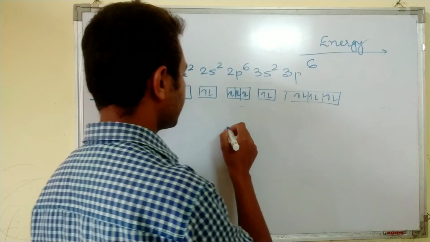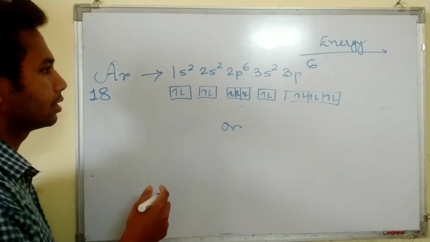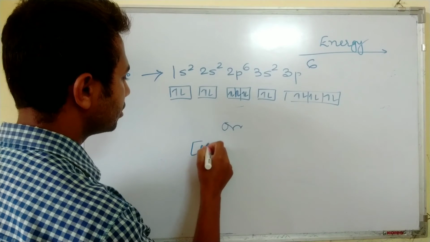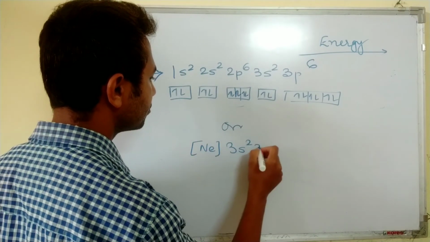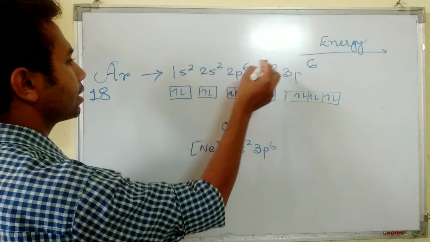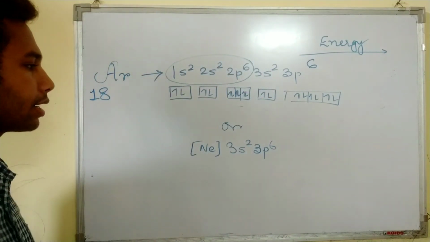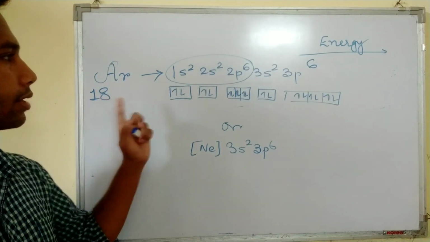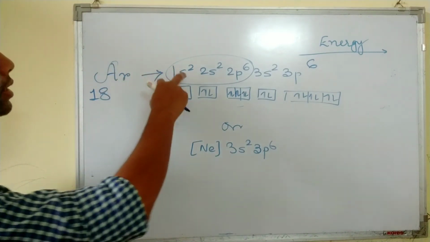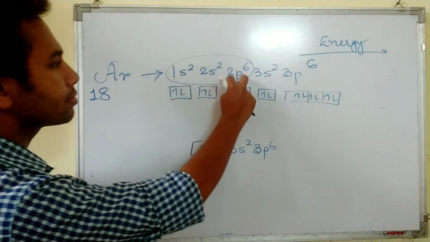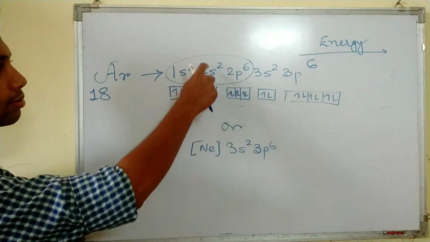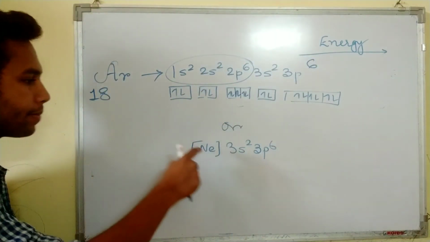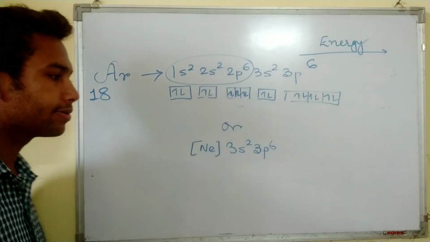Or we may write the electronic configuration of argon as neon 3s2, 3p6. After the neon electronic configuration, neon 3s2, 3p6. We may write the electronic configuration of argon either like this: 1s2, 2s2, 2p6, 3s2, 3p6. That is, 1s2, 2 electrons, 2s2, 2, 2p6, 6 electrons, 3s2, 3p6. Or we may write it as neon 3s2, 3p6.